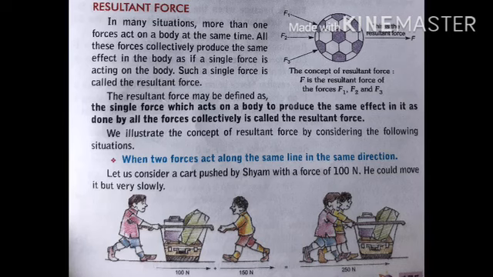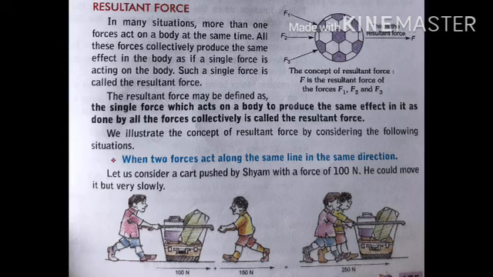This is because when two forces act along the same line but in the opposite direction, the resultant force is equal to the difference of the two forces. Here the resultant force acting on the cart is equal to 250 Newton minus 150 Newton, that is 100 Newton. So a force can be larger or smaller than another. The strength of a force is usually expressed by its magnitude. The resultant force being smaller, the cart could move only slowly.